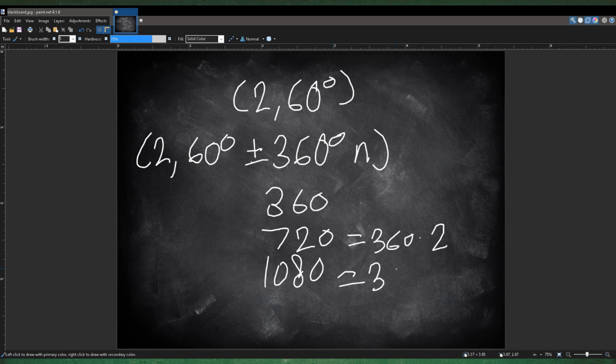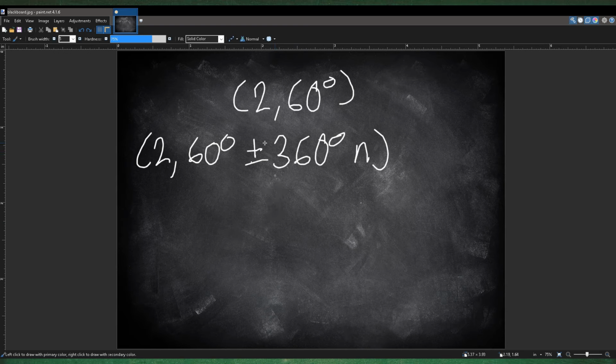This is 360 times 3. So you could keep going with that, and you could keep adding those. So you could add 360, add 720, add 1080. Or you could subtract 360, subtract 720, and subtract 1080. So that's basically the first equation.